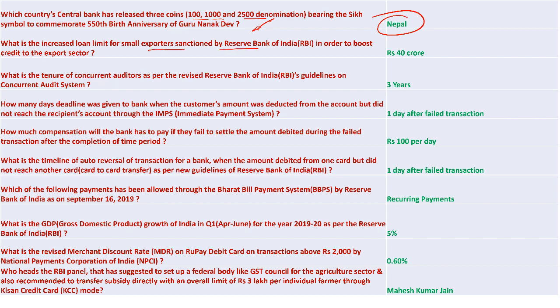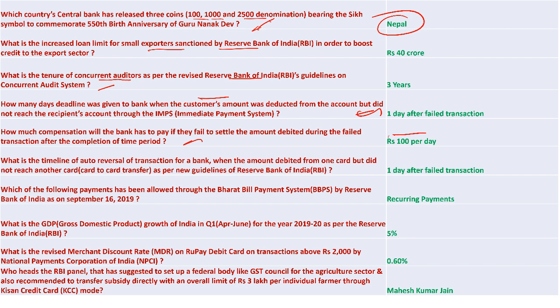3 years is the tenure of the concurrent auditor as per the revised RBI guidelines on concurrent audit system. 1 day after the failed transaction, you have to give back the customer's amount that is deducted. That's the deadline. 100 per day fine will be there if you are not able to do that settlement.